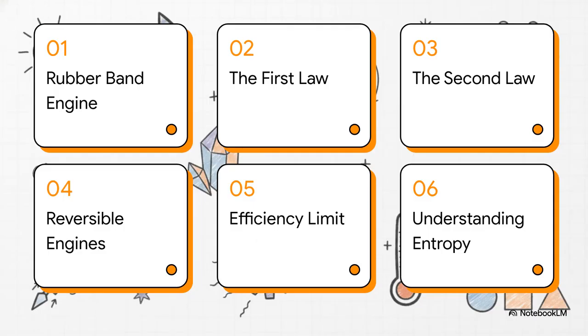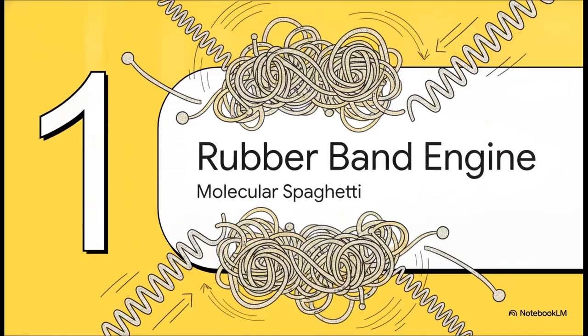Here is our quick roadmap for today. We'll start with a rubber band engine, move through the first and second laws, look at reversible engines, tackle the ultimate efficiency limit, and finally, we'll wrap up by understanding entropy. All right, part 1, the rubber band engine.